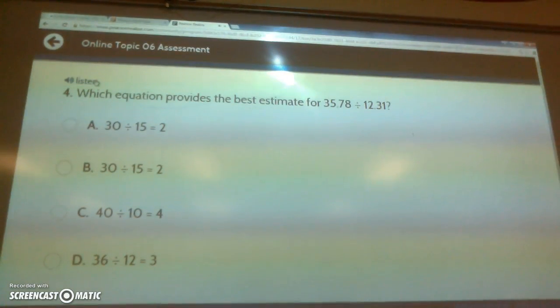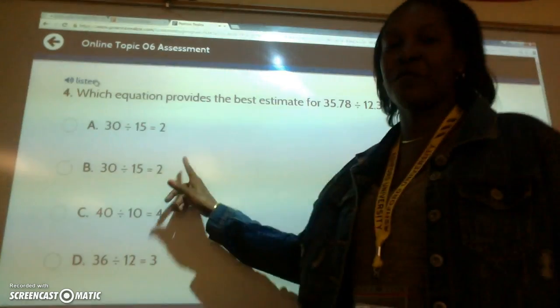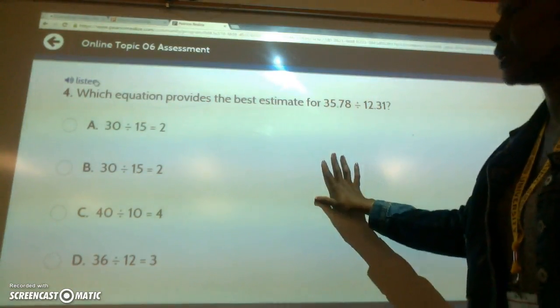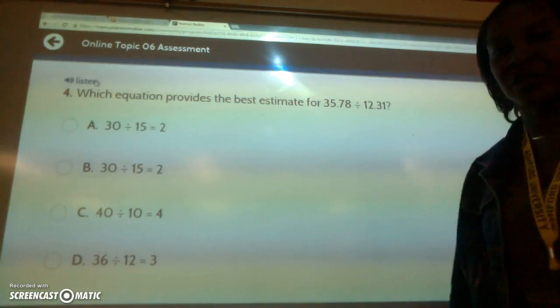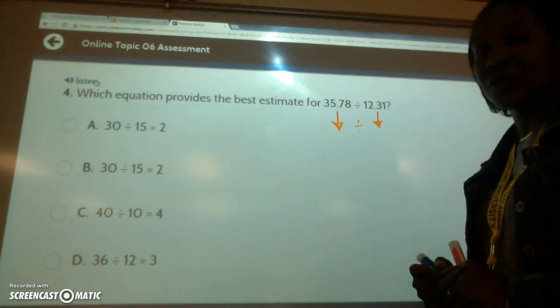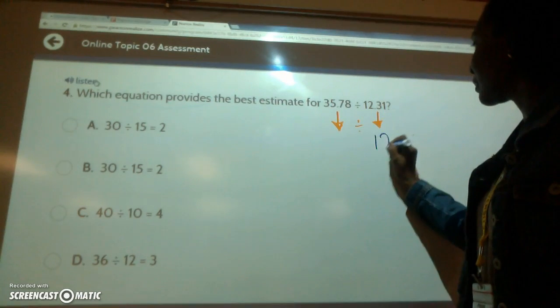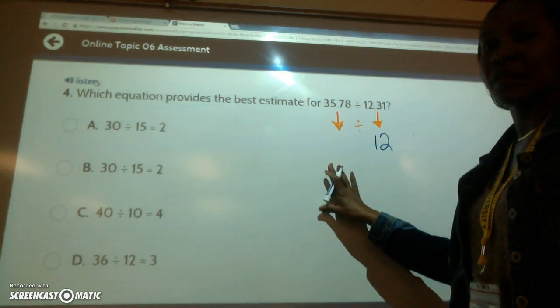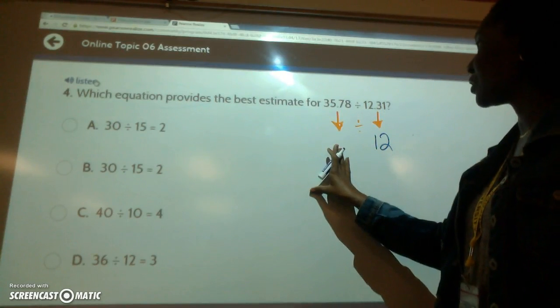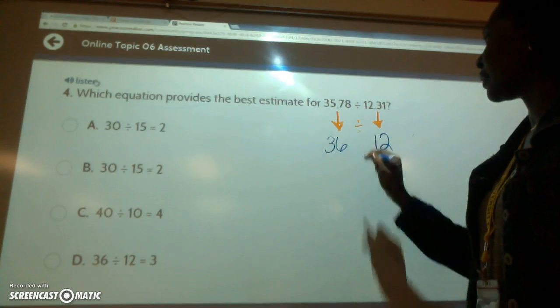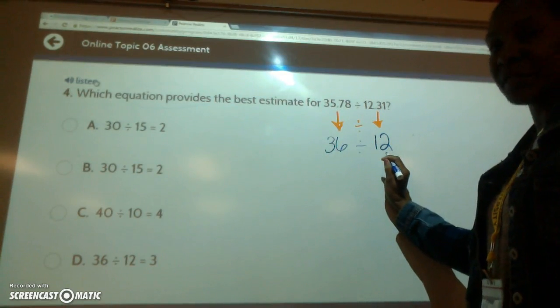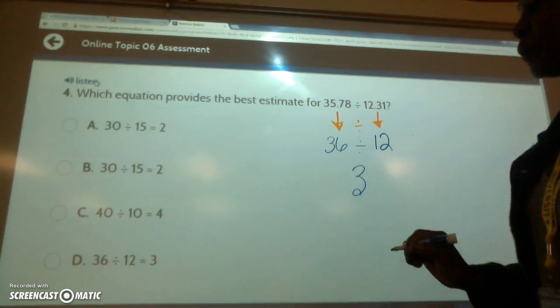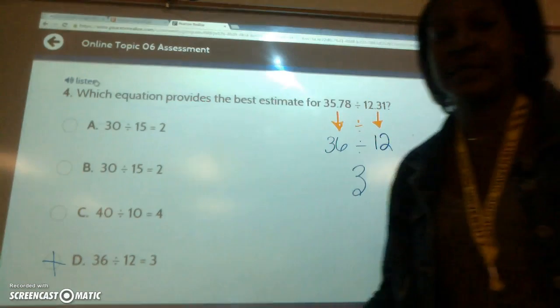Which equation provides the best estimate for 35 78/100ths divided by 12 31/100ths? Just trying to solve it for the best estimate. Go ahead and pause. Make your answer choice. Using our compatible numbers, we'll round that to 12. Using our factor chart, the multiple of 12 we'll get closest to is 36. So 36 divided by 12 is 3. Answer choice D.